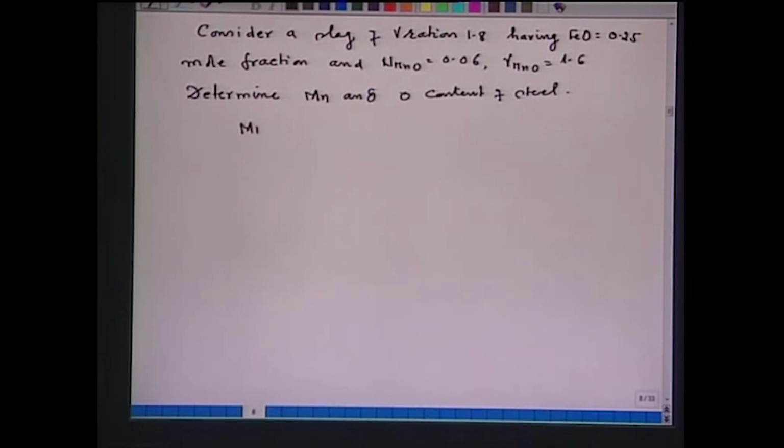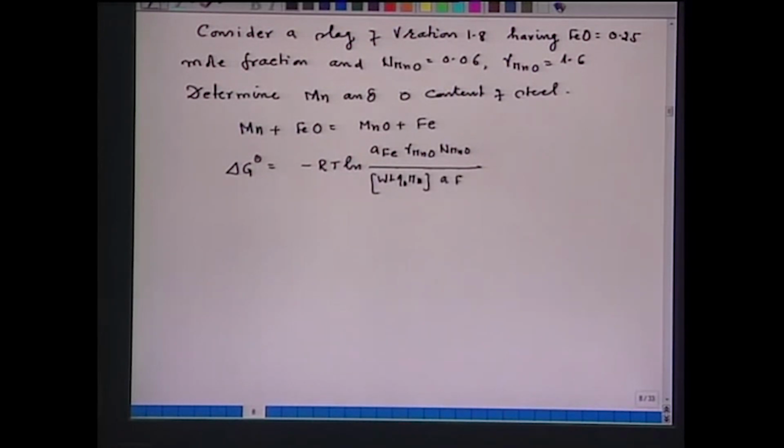So, we will use the reaction manganese plus FeO equals MnO plus iron. Now, we can write down delta G naught equal to minus RT ln of activity of iron, gamma MnO, N MnO, upon weight percent Mn into activity of FeO. Or we can put it as ln percent manganese equal to delta G naught upon RT plus ln of activity of iron, gamma MnO, N MnO upon activity of FeO.